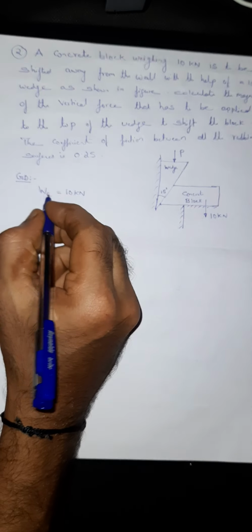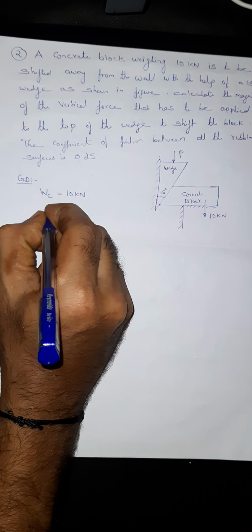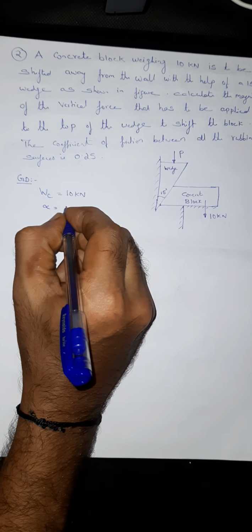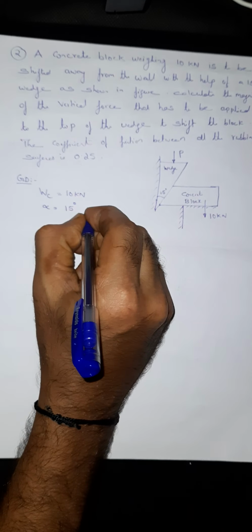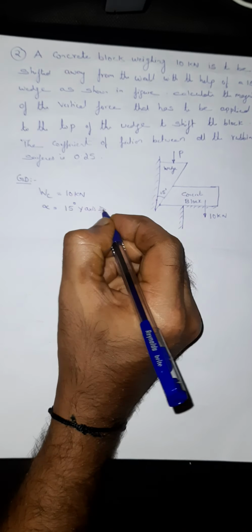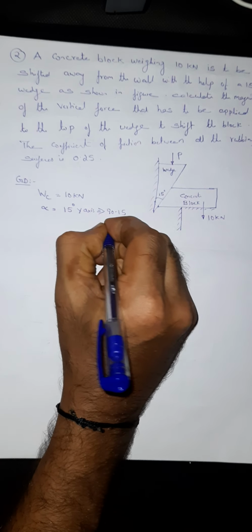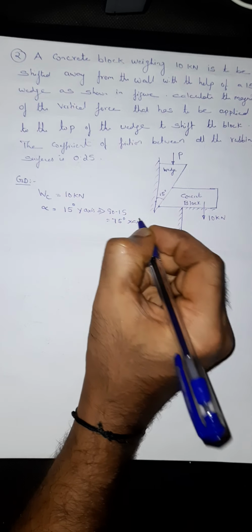So the wedge angle is with reference to the y axis, right? So alpha equal to 15 degree with vertical, so with the y axis. So this needs to be converted to the x axis, right? So 90 minus 15 equal to 75 degree with respect to the x axis, right?